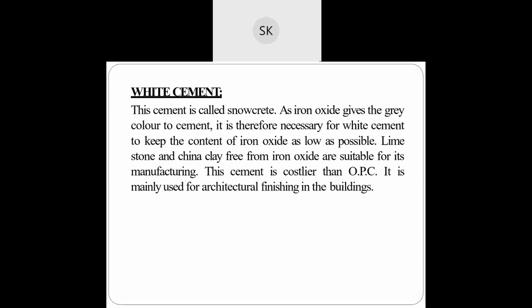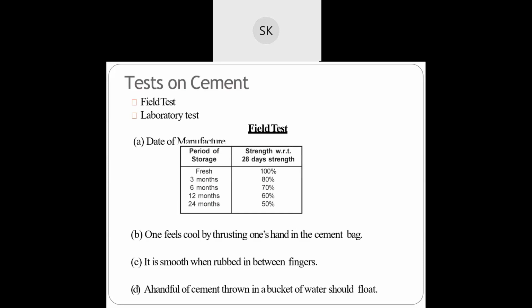There you have seen some ceilings, right? Ceiling designs, white ceiling designs. There they use white cement. Now, various tests of cement. They are categorized under two categories: field test and laboratory test.